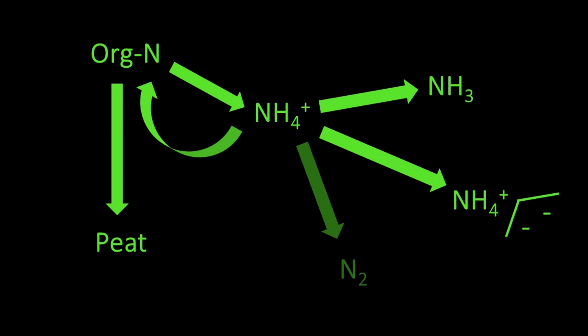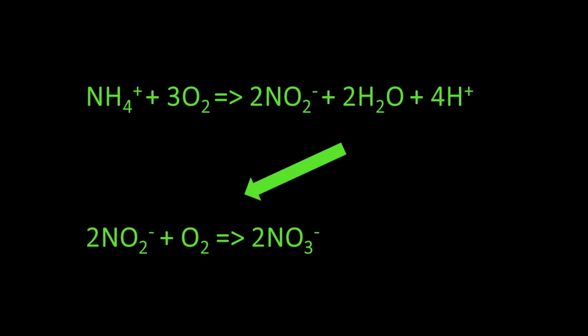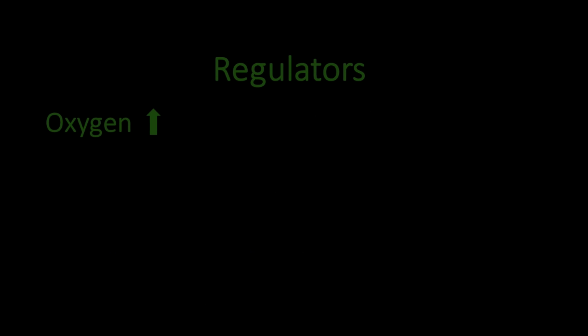Ammonium can also be converted into N2 gas via anammox, or finally, converted to nitrate through nitrification. Nitrification is a two-step process that converts ammonium or ammonia into nitrite in the first step, with the second reaction converting nitrite to nitrate. The presence of oxygen is important to nitrification, as it is an aerobic reaction.